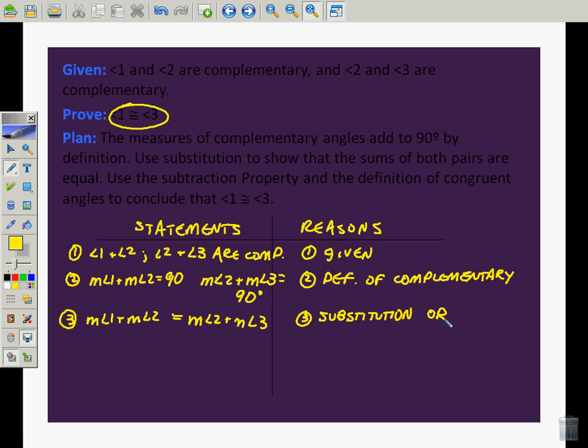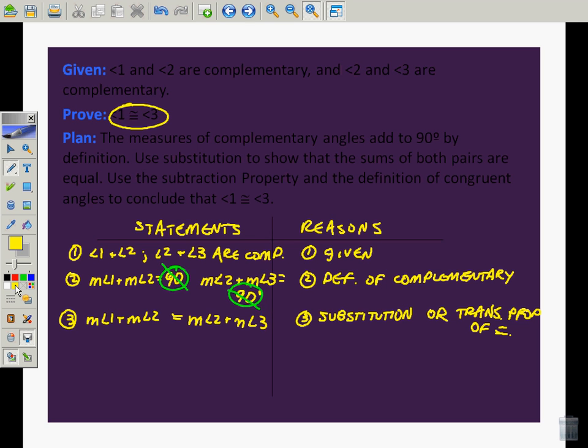or the transitive property of equality. Because both are equal to the same thing. Notice, both equal to 90. So I'll get rid of the 90 and set them equal to each other.